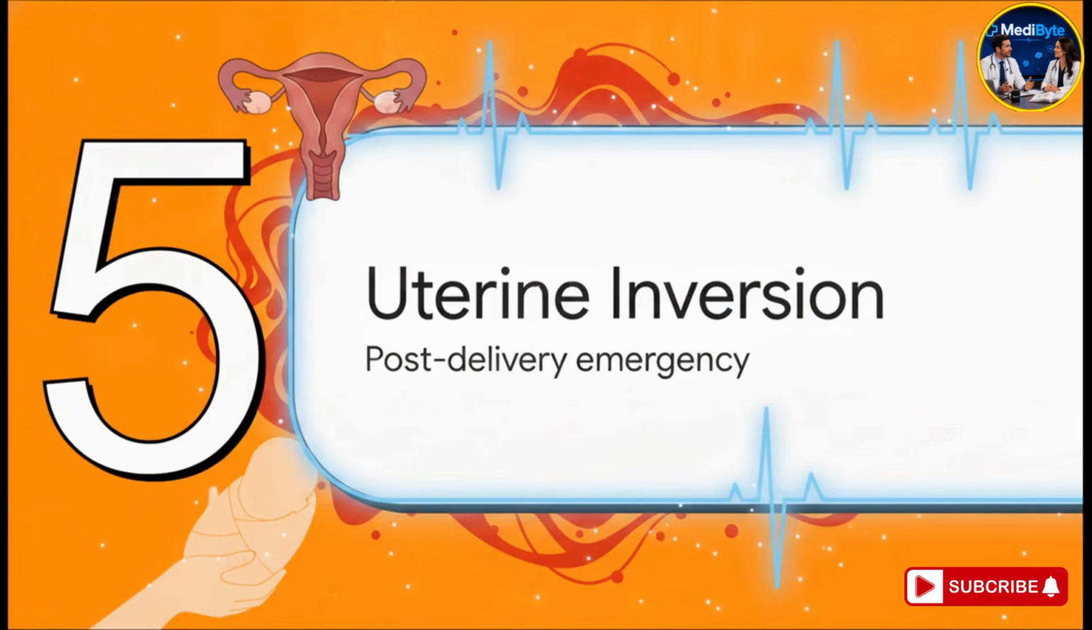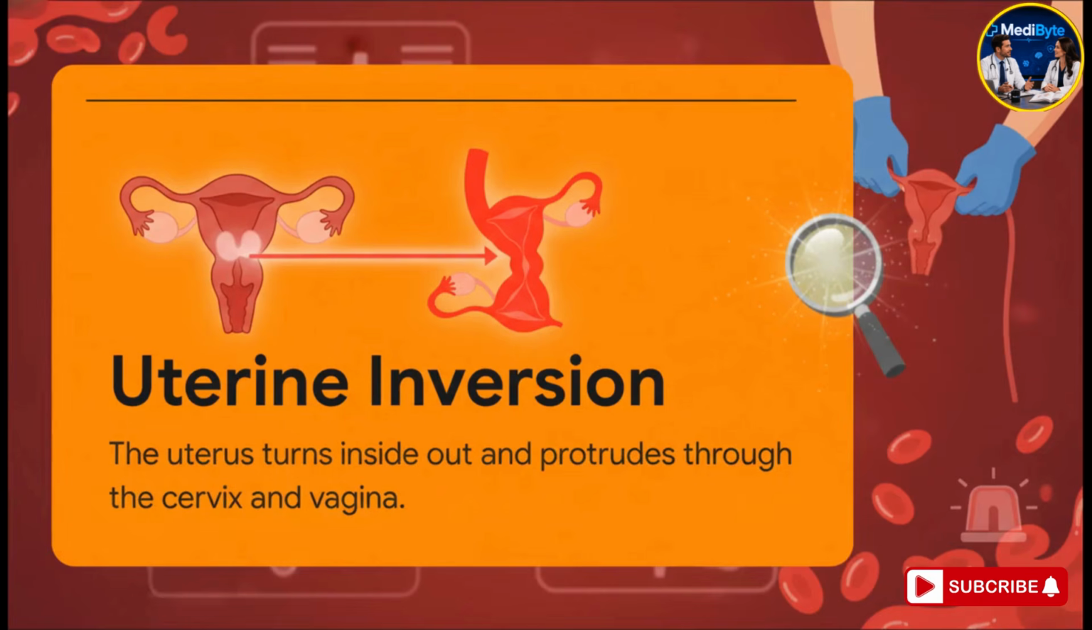Let's move on to Section 5, Rare Complication, Uterine Inversion, a Post-Delivery Emergency. Even after the baby is safely delivered, the care team stays completely vigilant for a very rare but totally critical postpartum complication called uterine inversion. This is a medical emergency where the uterus literally turns inside out, protruding right through the cervix and sometimes going into or completely through the vagina.